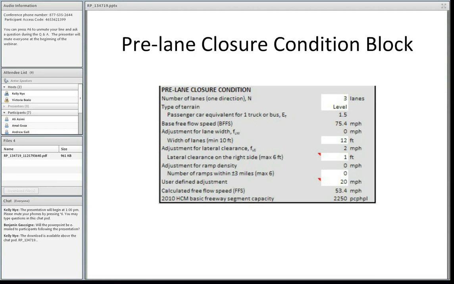change the speed within the work zone to reflect either a reduced speed limit, or, if the user has a good data set of speed, to adjust it to those observed speeds. And the output from that is a freeway segment capacity in a pre-lane closure condition. So this could be a long-term work zone without a lane closure, or a non-work zone area as a pre-lane closure condition.